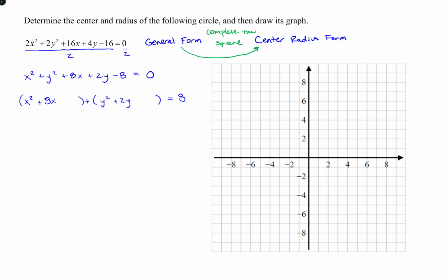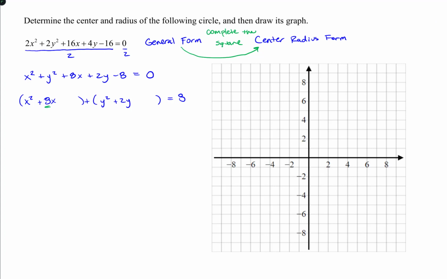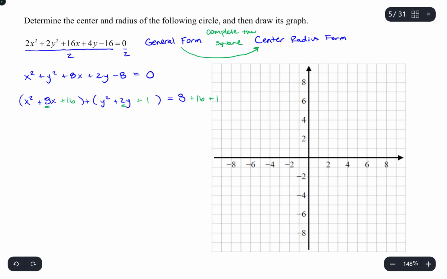The next step in the process is to look at the value multiplying the linear variable, the one with the coefficient of 1. To complete the square, what we need to do is take that number, divide it by 2, and square it. And this is a standard process every single time when doing this. So 8 divided by 2 is 4. 4 squared is 16. So just go ahead and take 16 and add it to both sides. Likewise here, 2 divided by 2 gives you 1. 1 squared is 1. So we'll add 1 to both sides.